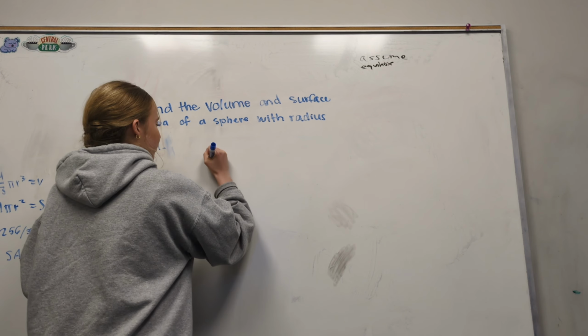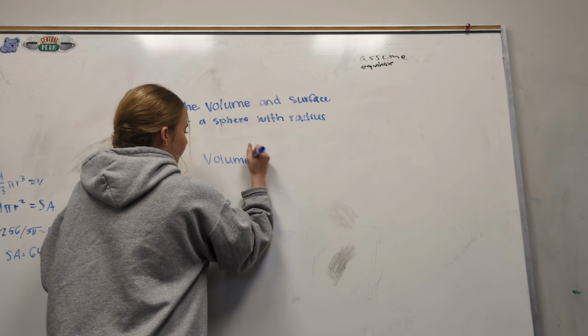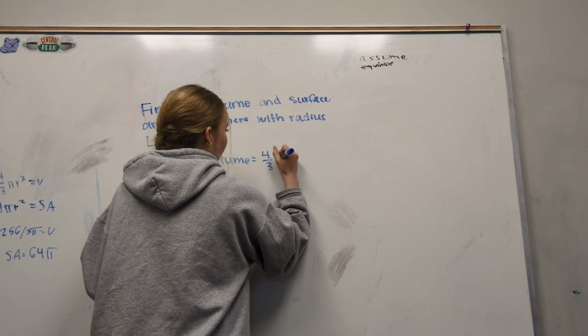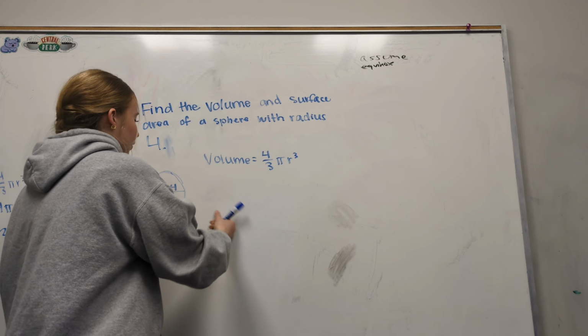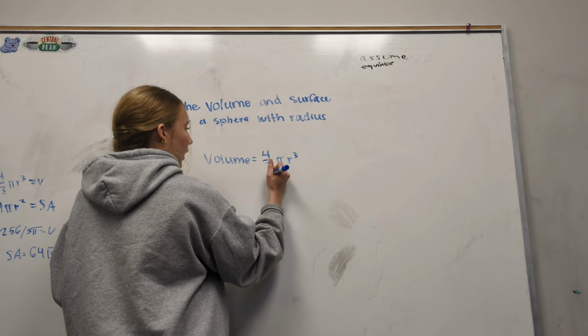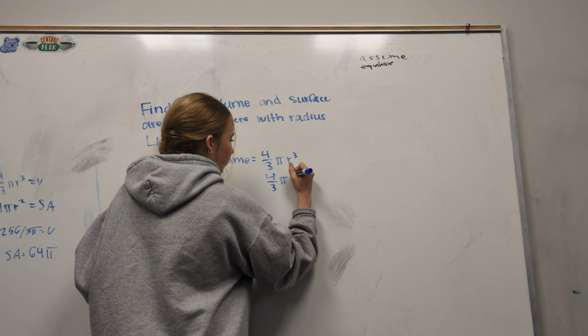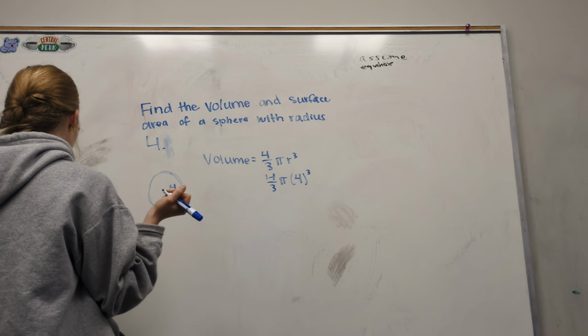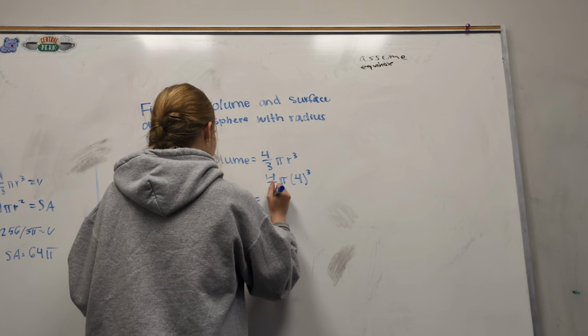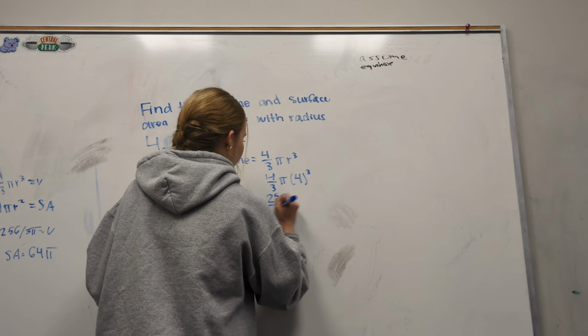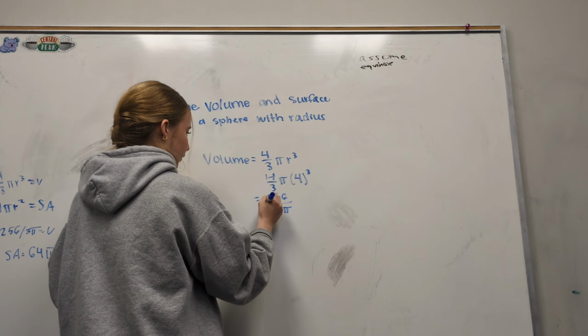So the equation for volume is 4/3 pi r cubed. You know that the radius is 4, so you're going to plug in 4 for r. And when you plug that into your calculator, you should get 256 over 3 pi as your answer for the volume.